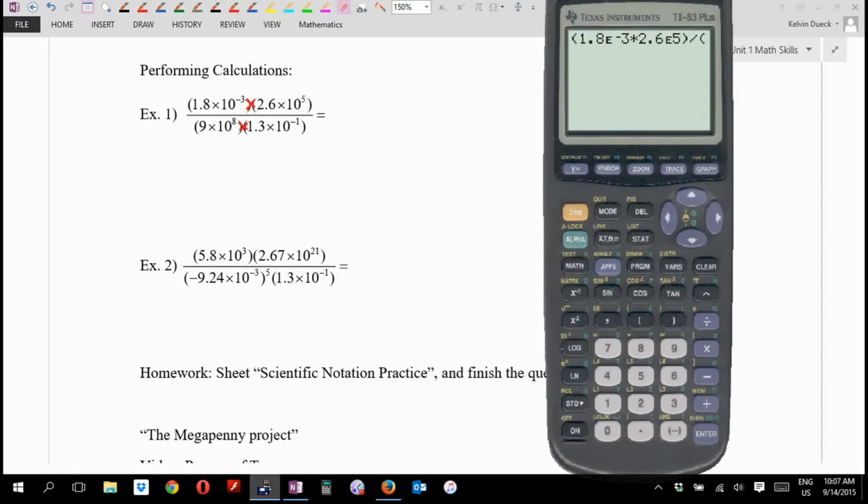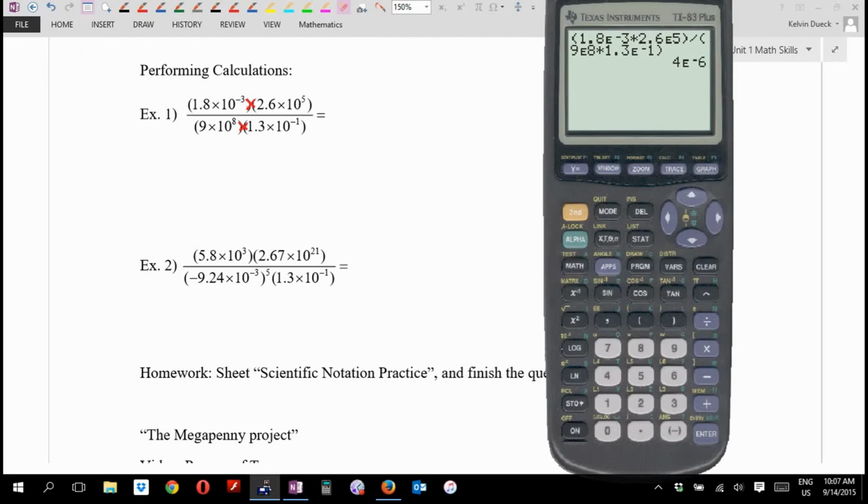Open a bracket. 9, scientific notation button, 8, times 1.3, scientific notation button, -1. This should work out evenly if you do this on your calculator. Try it. I think it's a times 10 to the, I'm going from memory, -6 or something like that. But I think you get 4.